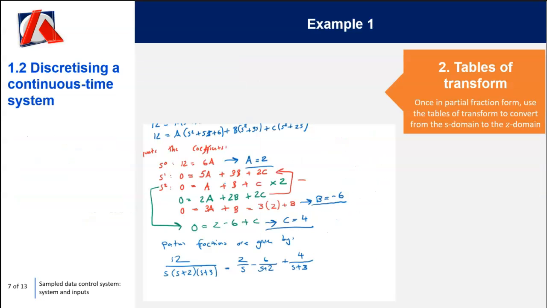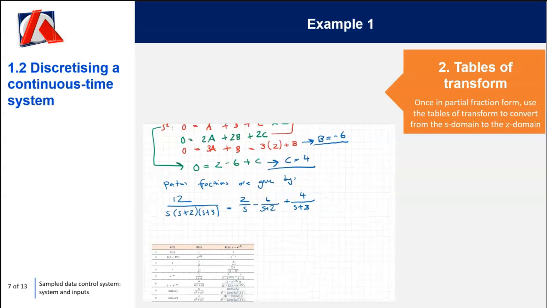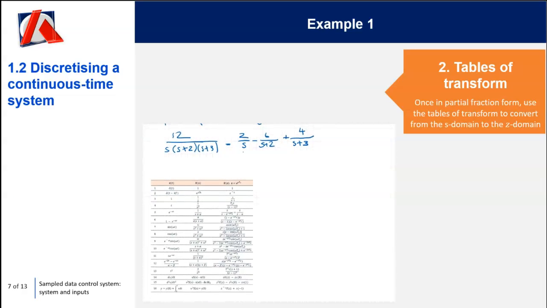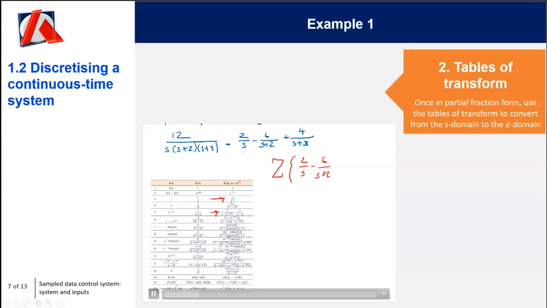So what we can now do is use the tables of transform, where we can convert from the s domain to the z domain. So you can see here for this we're going to use row 3, and here row 5 and row 5. So I'm just going to rewrite this, so the z transform of this expression here, and then undertake it. So you can see what I've done.